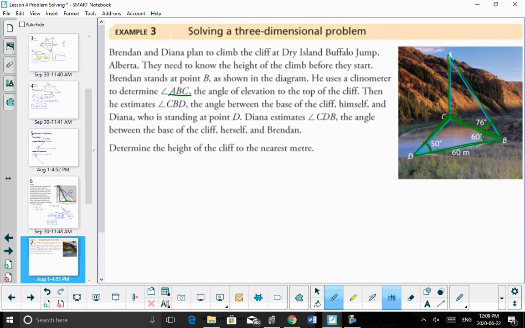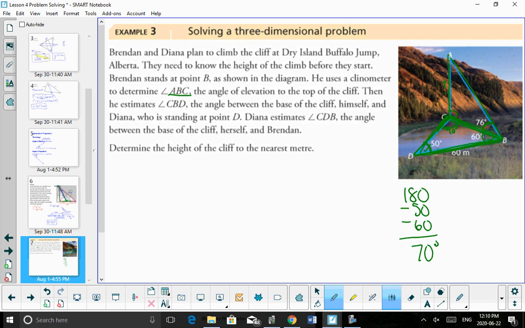However, we do have 3 corners here. We know 2, so we can easily find that. If I go 180 minus 50 minus 60, I get 70 degrees. So it's not 90 degrees, it's 70 degrees. I'm looking for the height of the cliff, that height right there.